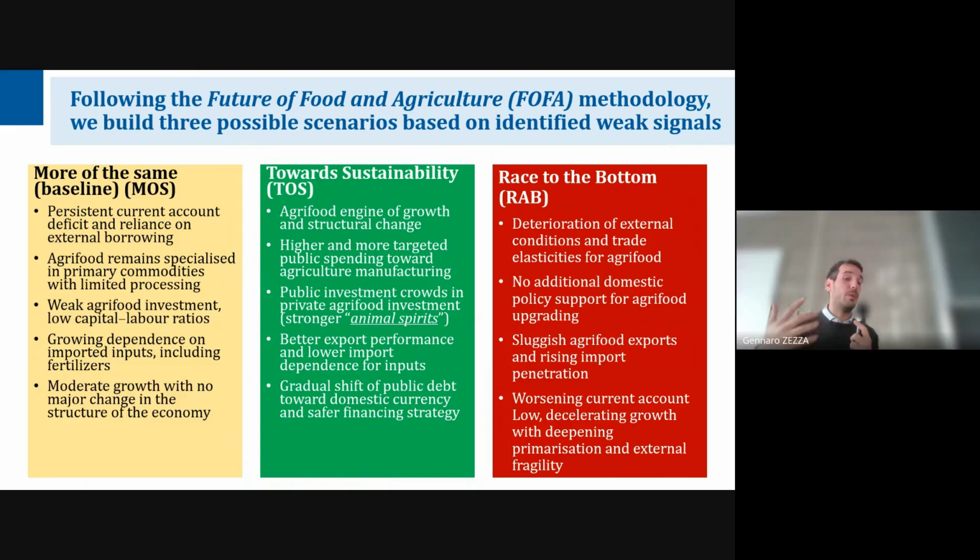So we imagine a scenario where the government invests in these manufacturing and agricultural activities, and also generates a more animal spirits mode. So we also think that there is a crowding-in effect for private investment. And all in all, this combination of private and public investment creates a more competitive product in the external sector. So there is an improvement in the performance of exports, and there is lower dependence on inputs.